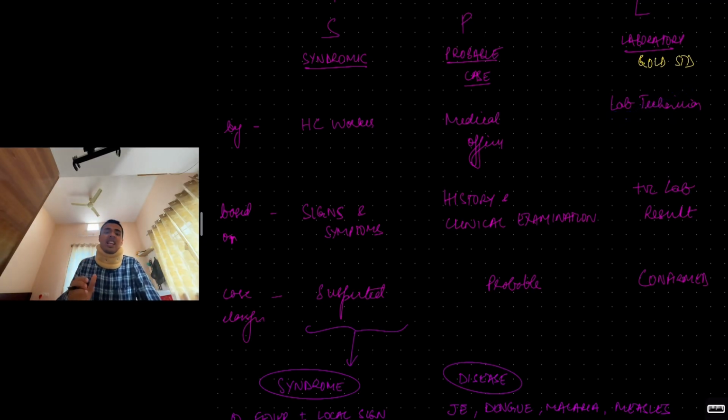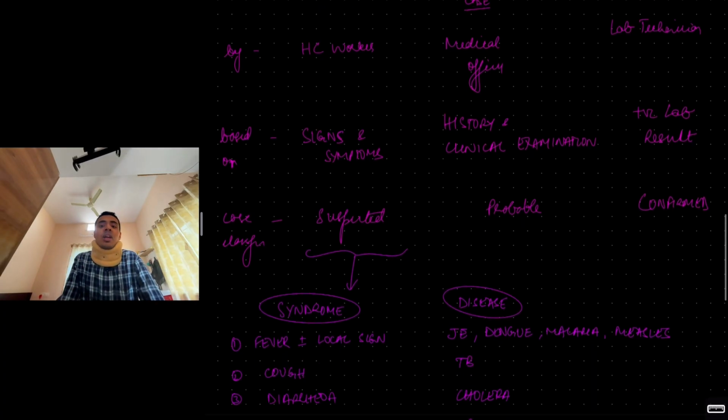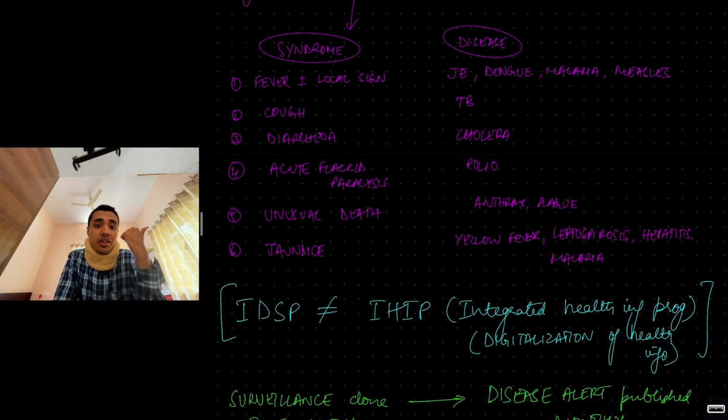Syndromic surveillance is purely based on the signs and the symptoms of the patient. So here, just based on the signs or symptoms, you are suspecting a disease. So the case is classified as a suspected case. Example, you have 6 syndromes. A syndrome, the fever with or without localized sign. This is a syndrome for which you can suspect Japanese encephalitis, dengue, malaria, measles.